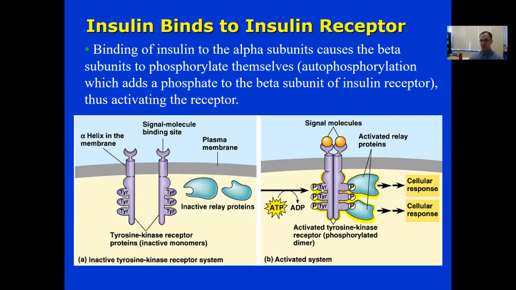And tyrosine, if you remember back to your chemistry days, is abbreviated TYR. So you have a phosphorylation, and the phosphate is coming from ATP that's in the tissue itself. So essentially ATP will come in, add a phosphate to tyrosine on the beta subunit of the insulin receptor, and that's going to then continue the insulin signaling cascade.